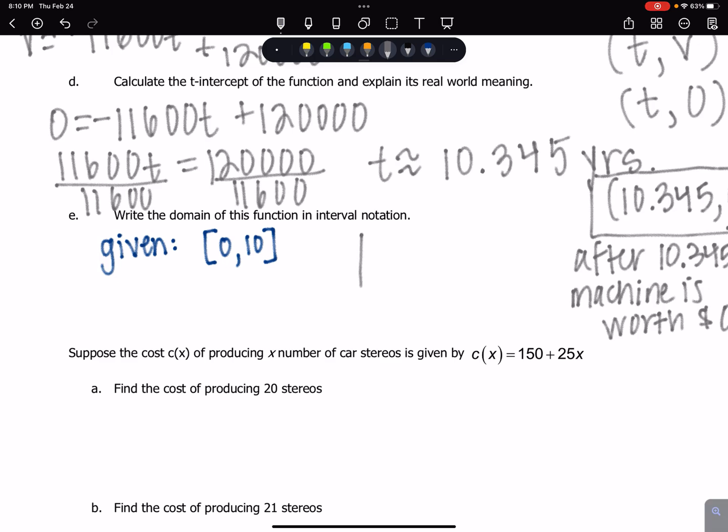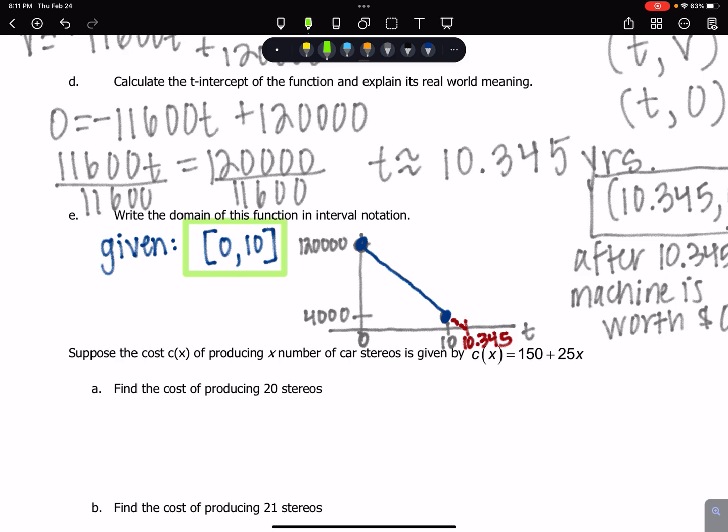So let's think about what this looks like graphically, okay? Graphically, I have an ordered pair 0, 120,000, right? So that's where your time starts, when time is 0. And then at 10 years, because it was given at 10 years, it's worth $4,000. So it's got a beginning and an end. Now, I don't ever get to the T Intercept. This is kind of cool right here. I don't ever get to that T Intercept of 10.345 because the given domain was 0 to 10. Kind of cool stuff there.